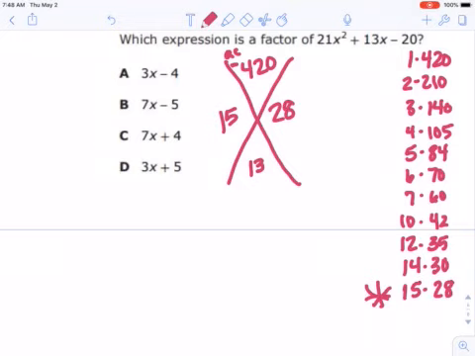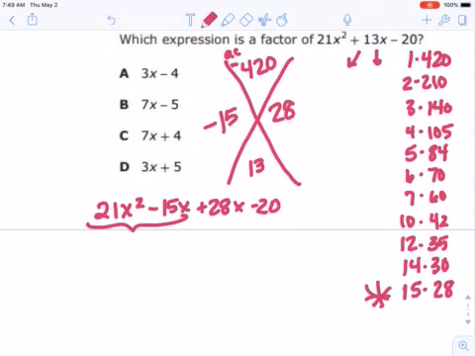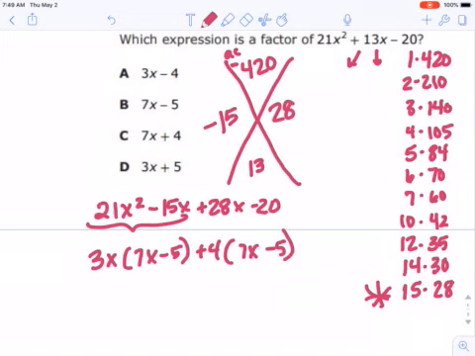I know one of them needs to be negative, and it needs to be this 15. So now I can use that to break apart the middle term. I'm going to write 21x squared minus 15x plus 28x minus 20. Then I group the first two, and I can take out a 3x, and I've got 7x minus 5. Then on the second one, I can take out a positive 4, so I've got 7x minus 5 over here. So of my factors, I know that 7x minus 5 is one, and 3x plus 4 is another.